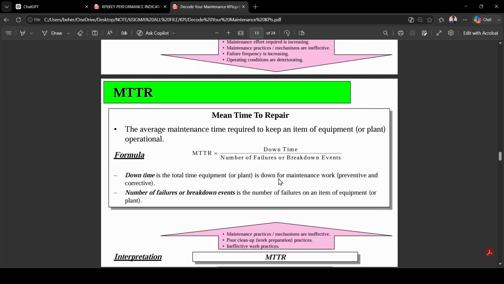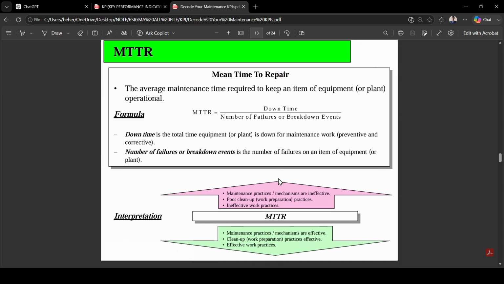MTTR, mean time to repair. Mean time to repair is the average maintenance time required to keep an item of equipment or plant operational. Formula: MTTR equals downtime divided by the number of failure or breakdown events. The downtime is the time equipment or plant is down for maintenance work, preventive or corrective. The number of failure or breakdown events is the number of failures on an item of equipment or plant.